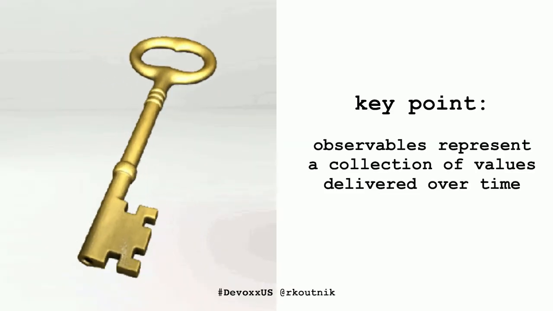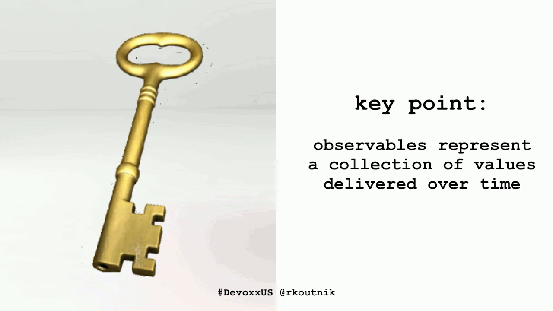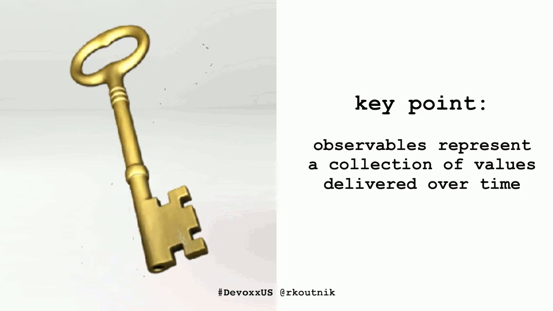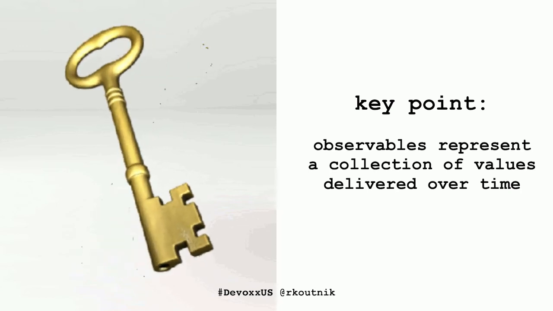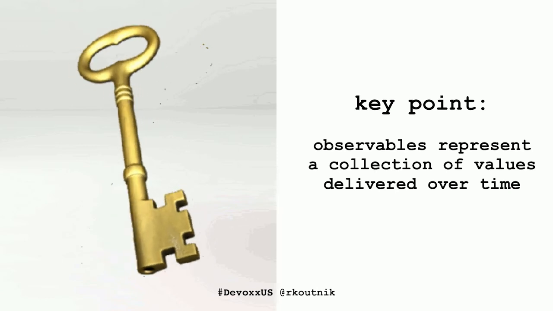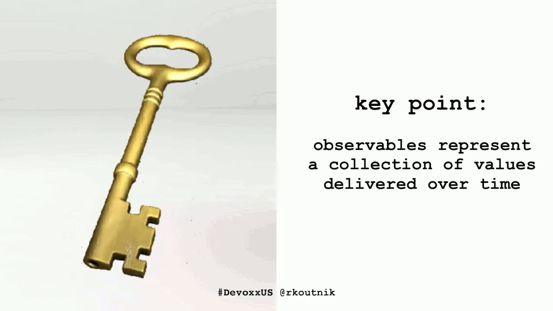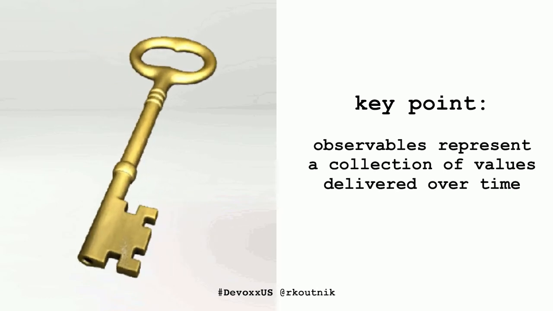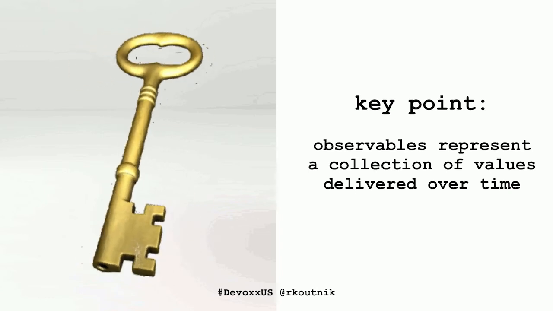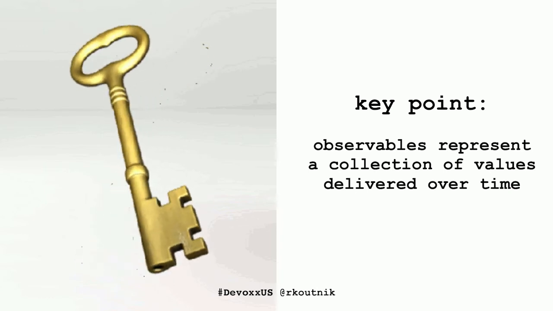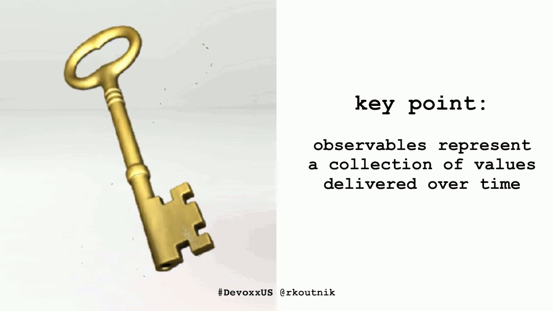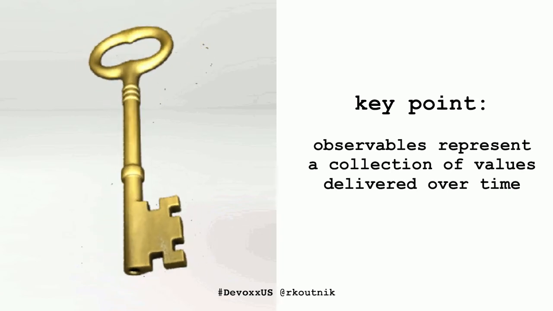So then we get to the key point. And if you leave this talk with one thing, this should be it. An observable represents a collection of values where those values are delivered at some point in the future. So there you go. That's what observables are. I'm done. You can go to lunch early, except for that really pesky subtitle in my talk.